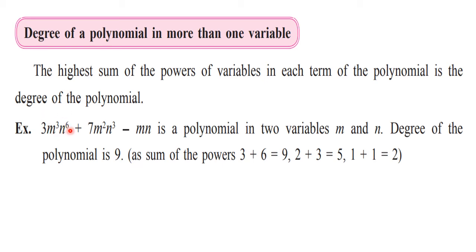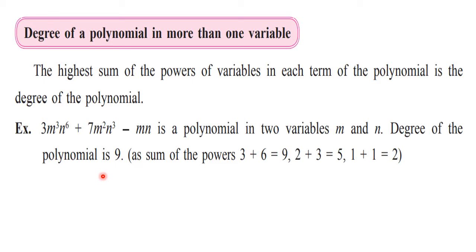For the first term, 3 plus 6 is 9. Then for the second term, 2 plus 3 is 5. And for the last term, 1 plus 1 is 2. So we first sum up the powers of each and every term like we have done here, and then think of the highest sum. Here the highest sum is 9 for the first term. Therefore we say that the degree of the polynomial is 9.